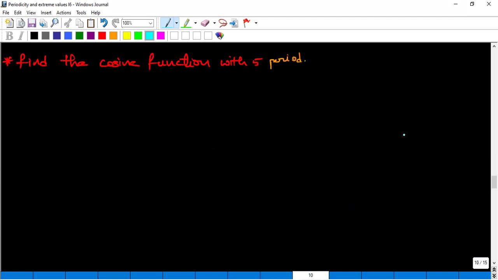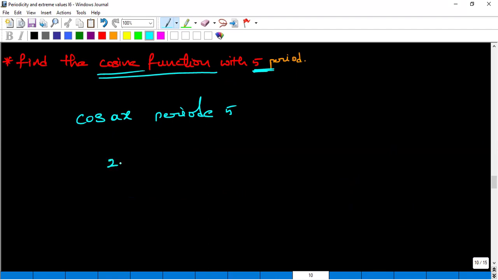Okay, let us see one more question. Find the cosine function with period 5. I have cos ax, let me take. Its period is, already I know the period. It is 5. That means for cos ax, the actual period is 2 pi by mod a, that is equal to 5.